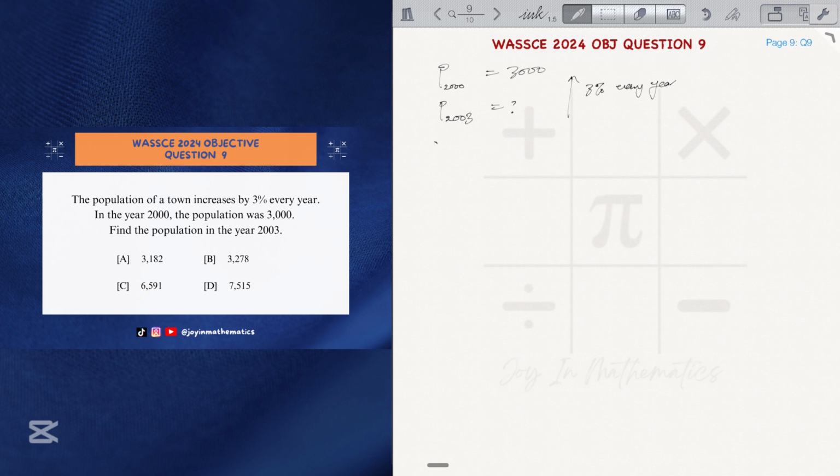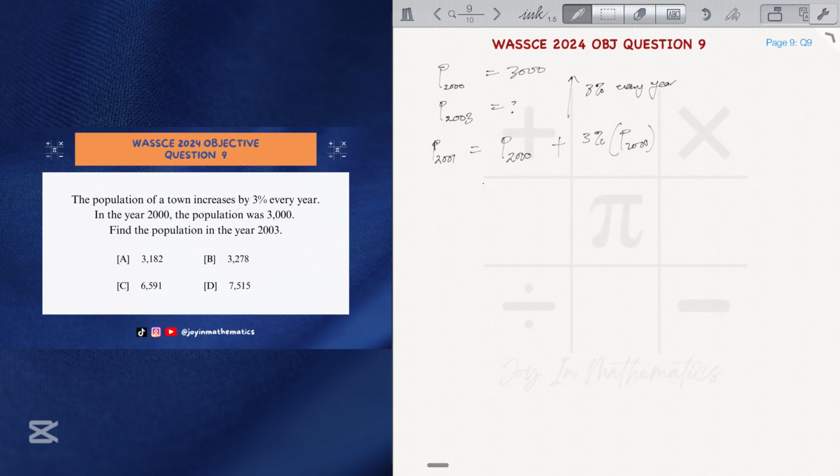Now, to evaluate the population of 2003 we have to know the population of 2002. To know the population of 2002, we have to know the population of 2001. We can evaluate the population of 2001 because we know the population of year 2000. So the population of year 2001 is equal to the population of 2000 plus the 3% increase of the year 2000.